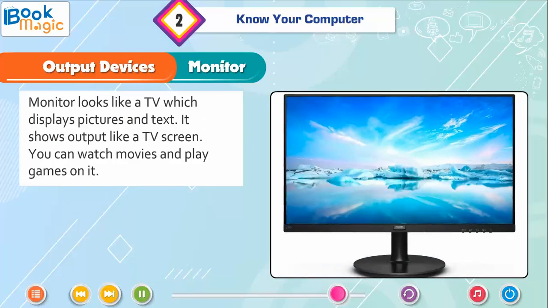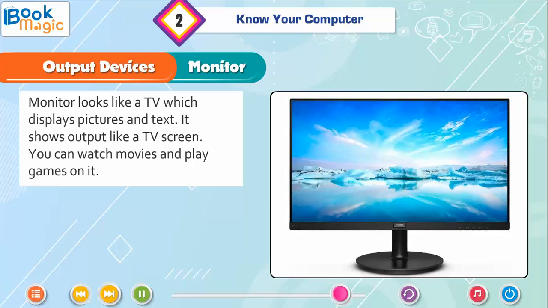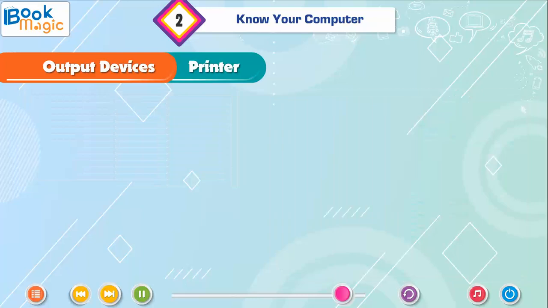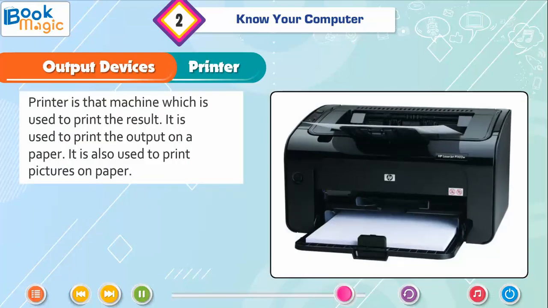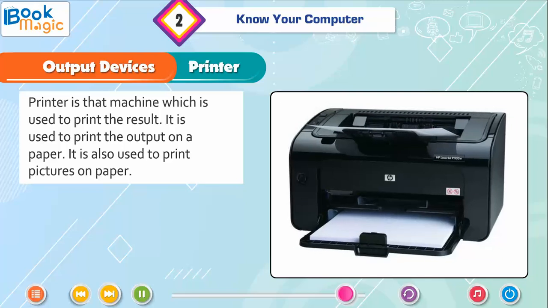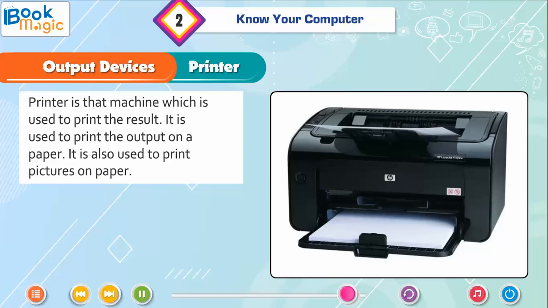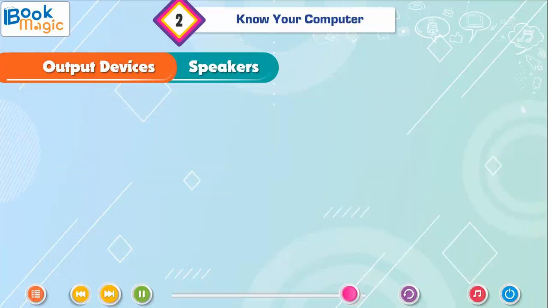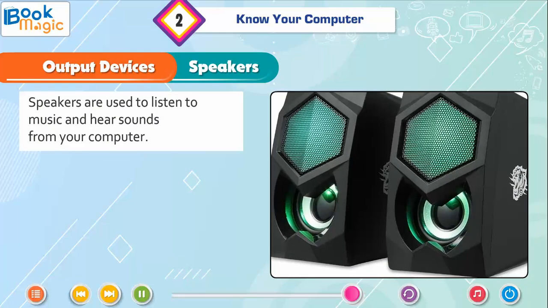Monitor looks like a TV which displays pictures and text. It shows output like a TV screen. You can watch movies and play games on it. Printer. Printer is that machine which is used to print the result. It is used to print the output on paper. It is also used to print pictures on paper. Speakers. Speakers are used to listen to music and hear sounds from your computer.